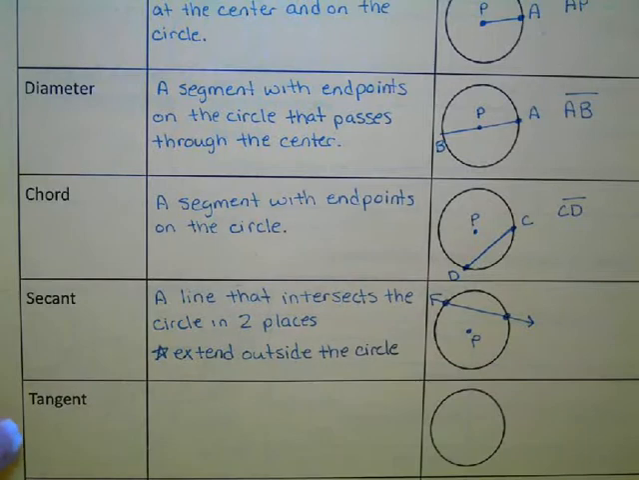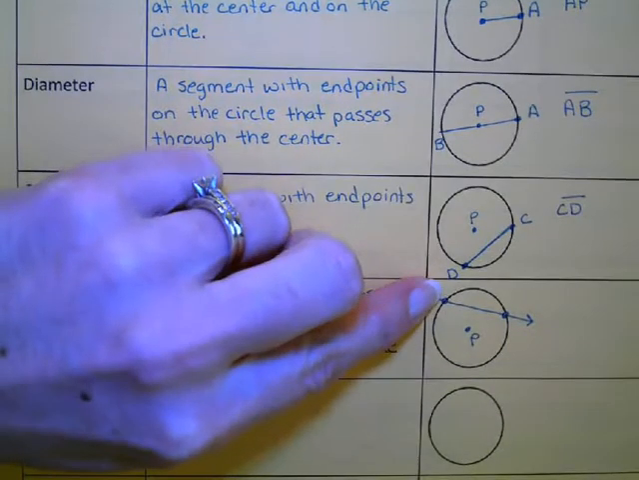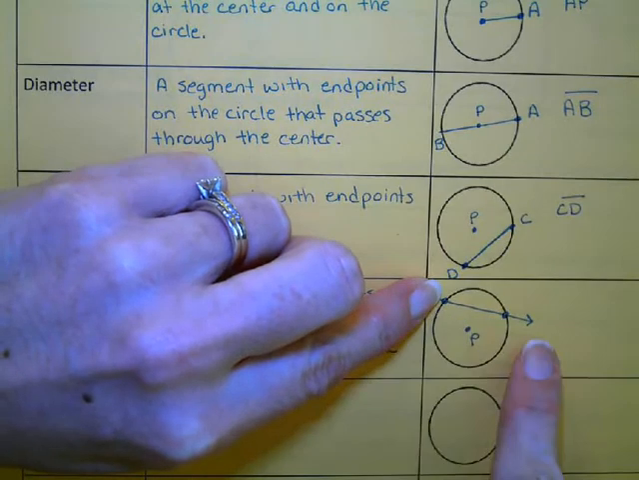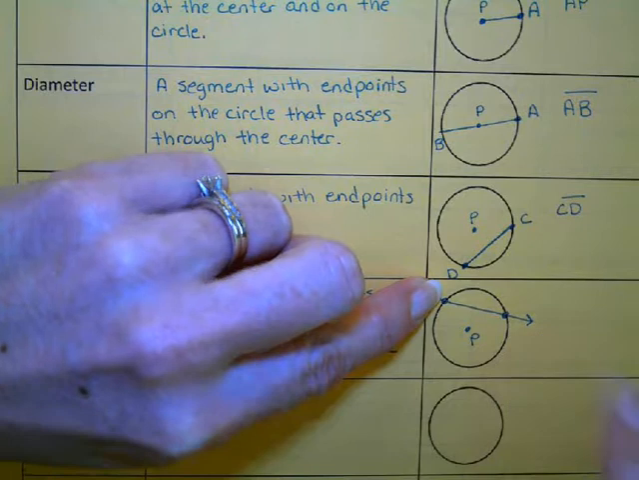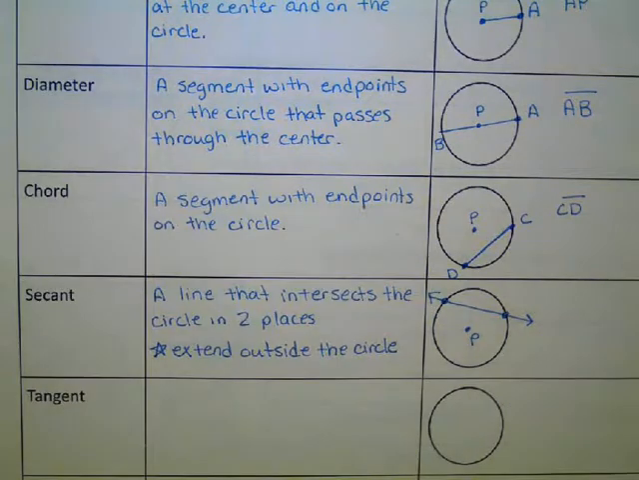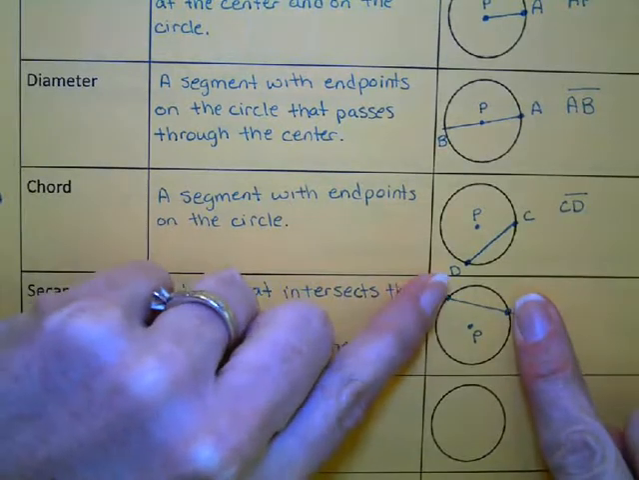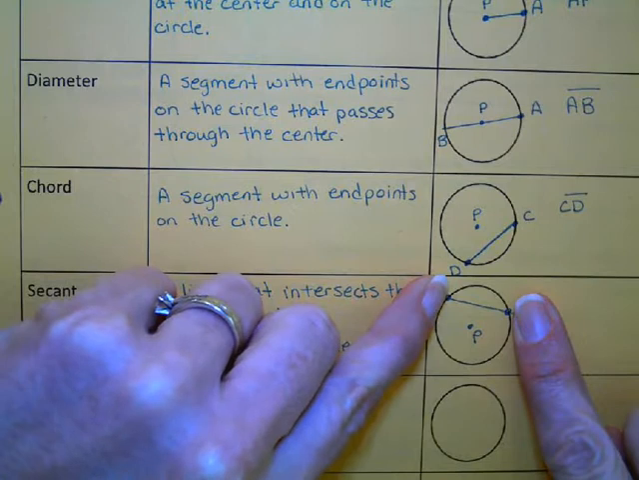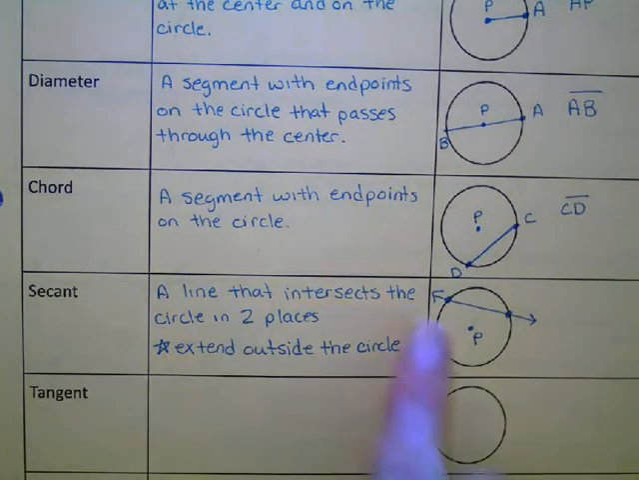I say that because we could have a ray, so like this side doesn't extend past the circle, but that side does, and that's still considered a secant. It goes through the circle. It could even be a segment that goes through the circle, but it has to extend outside of the circle to be a secant, because if those two points go away, now we just have a chord. So a secant goes past the circle.